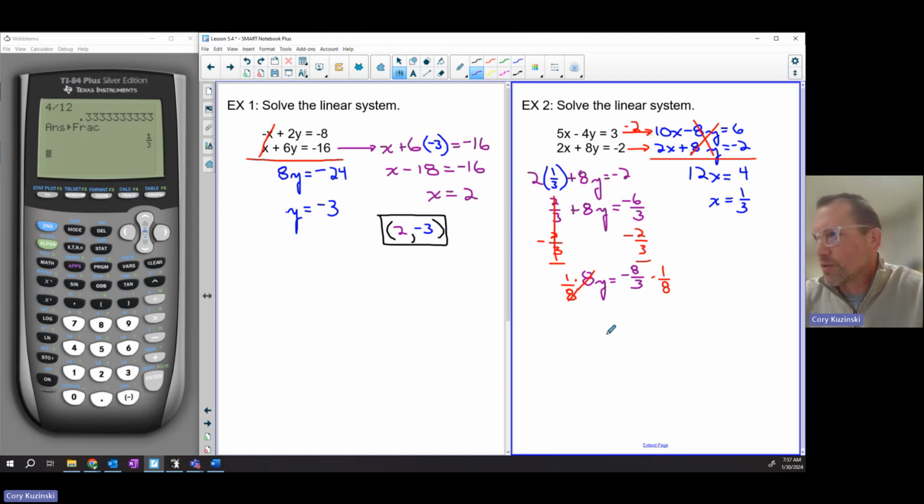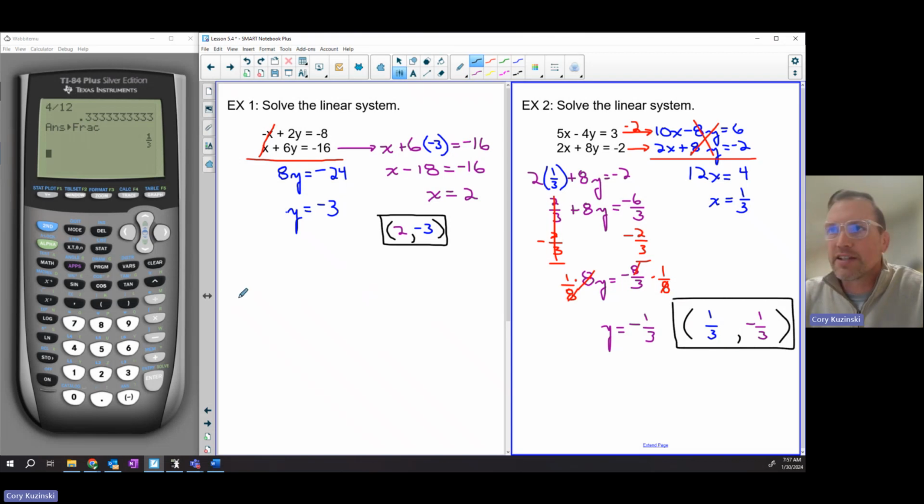All right, what's that leave us with? y equals, well, let's see, these 8's cancel out. So I think we just end up with -1/3. Woo! All right, so we got our answer here. We got 1/3 for x, and we got -1/3 for y. I think that's my answer.